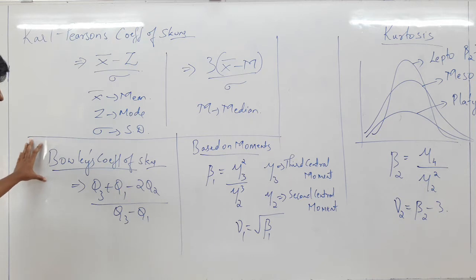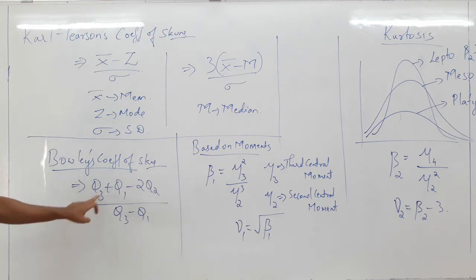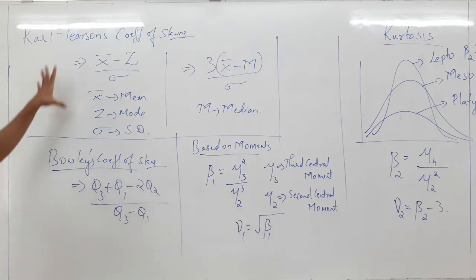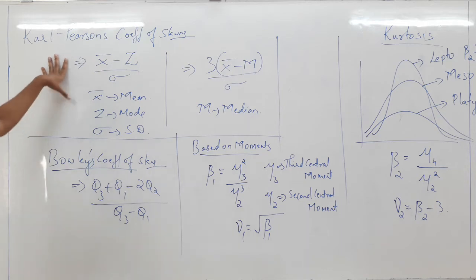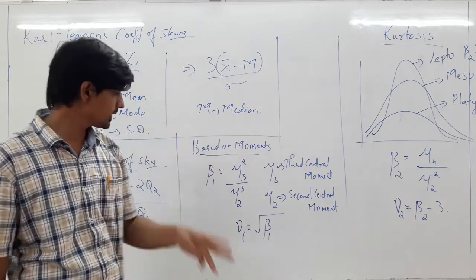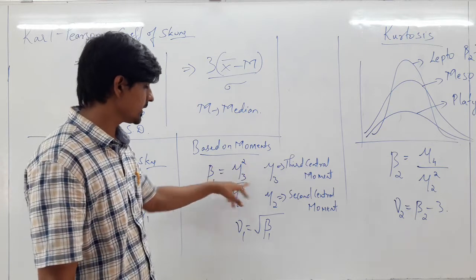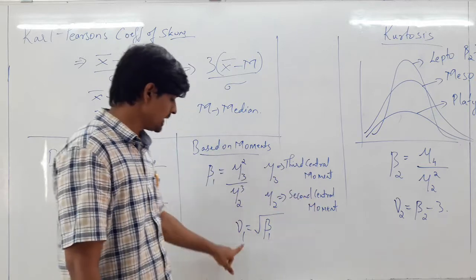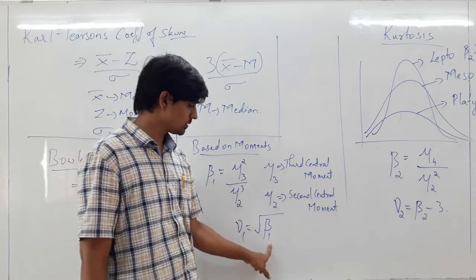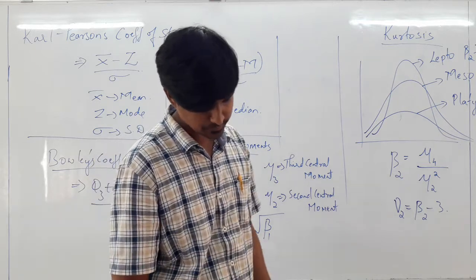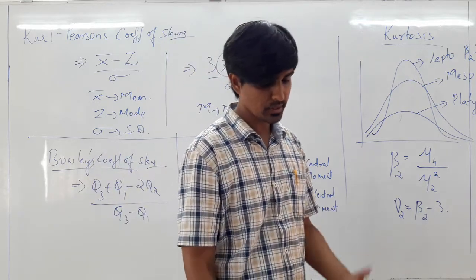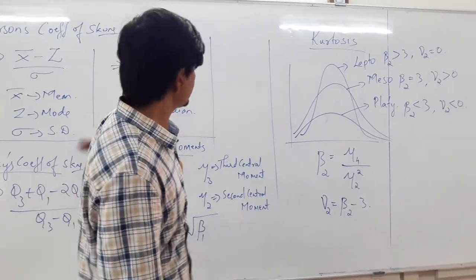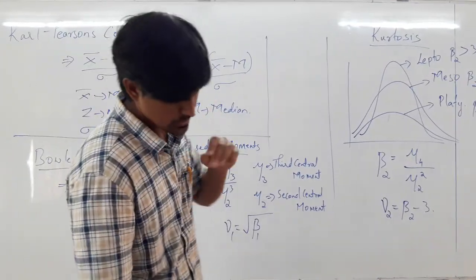Now, Bowley's coefficient of skewness is based on quartiles: Q3 plus Q1 minus 2Q2 divided by Q3 minus Q1. The earlier one is based on mean, median, mode and standard deviation. Based on moments, beta 1 is equal to mu3 square divided by mu2 cube. Mu3 means third central moment, mu2 means second central moment, and gamma 1 is equal to the square root of beta 1. So these are the formulas for measures of skewness, given by two different statisticians.